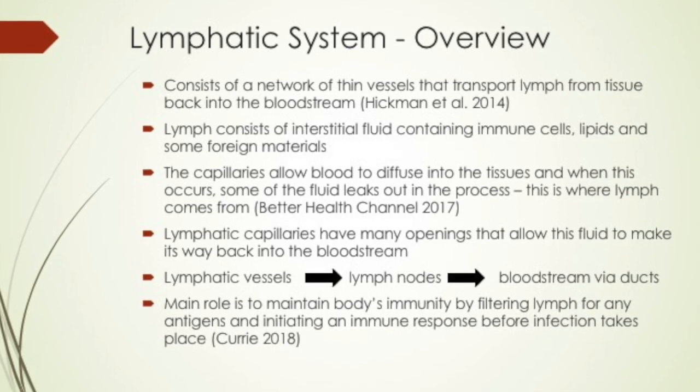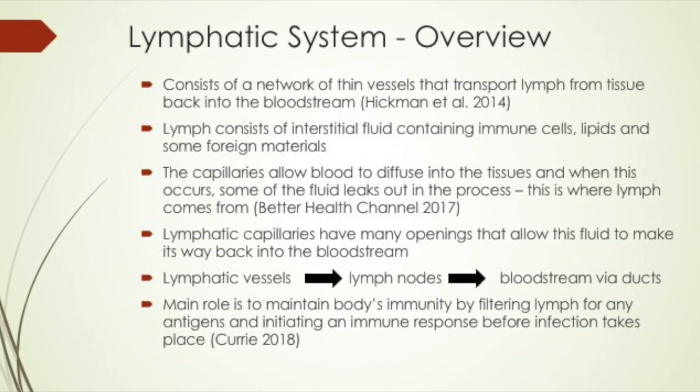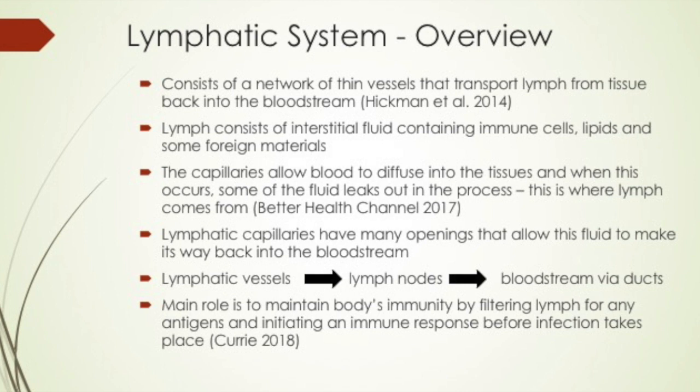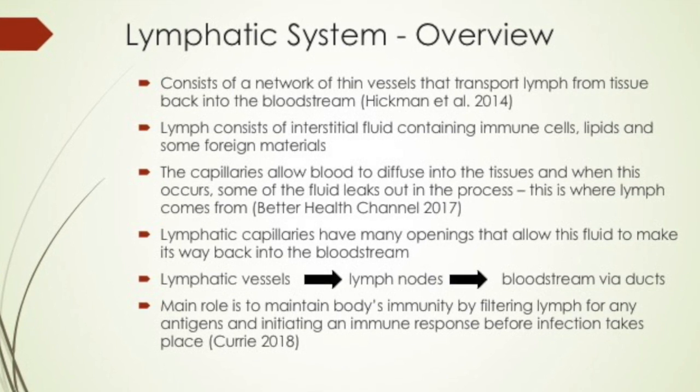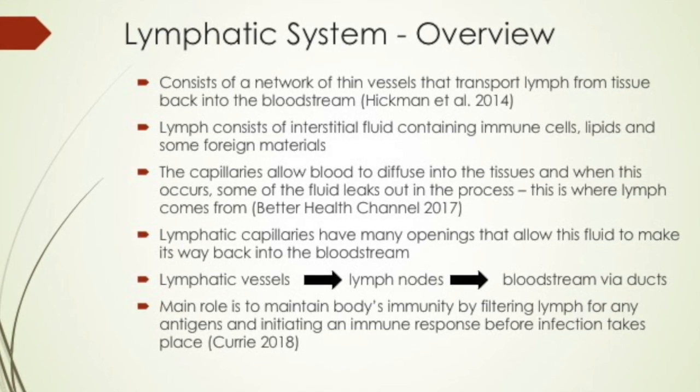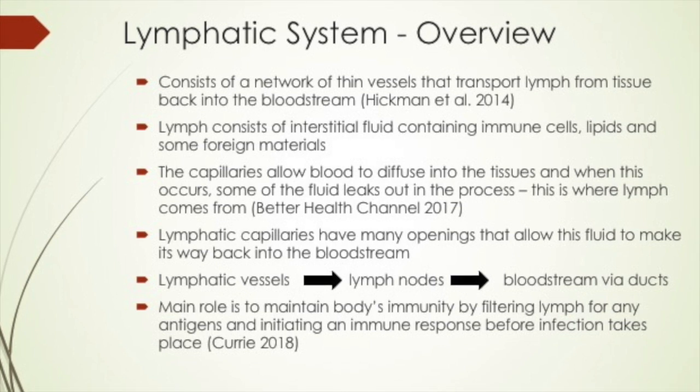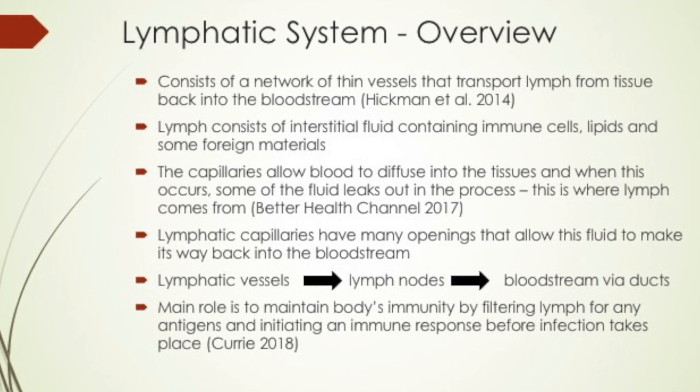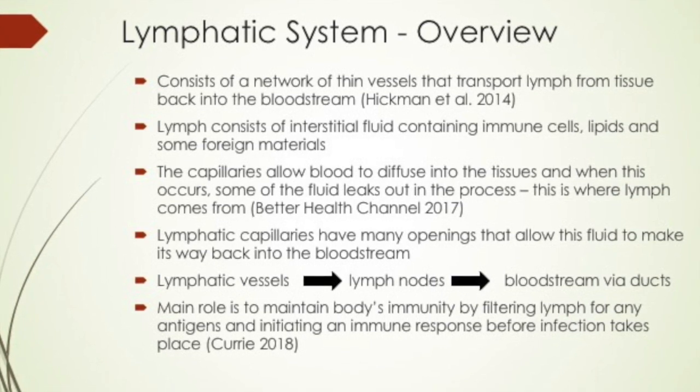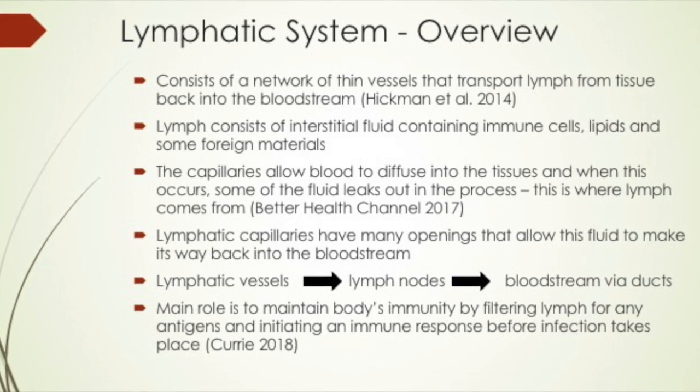The lymph is then returned to the bloodstream via ducts, such as the thoracic duct, which link the circulatory and lymphatic systems. The main role of the lymphatic system is to maintain immunity by filtering lymph for any foreign particles and destroying them by initiating an immune response, which involves B cells and antibodies, as well as other cells such as phagocytes.